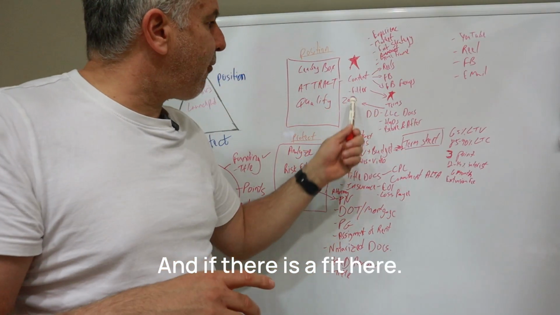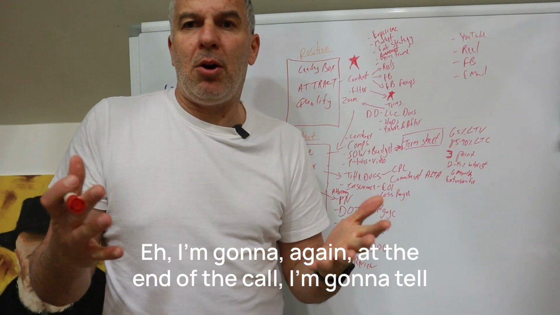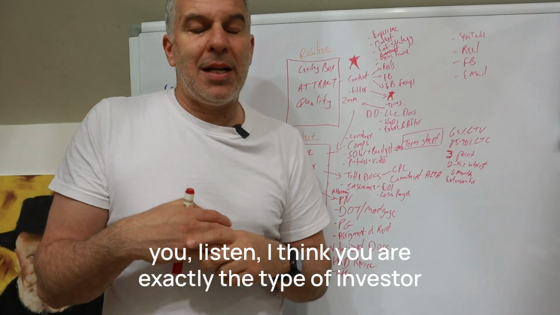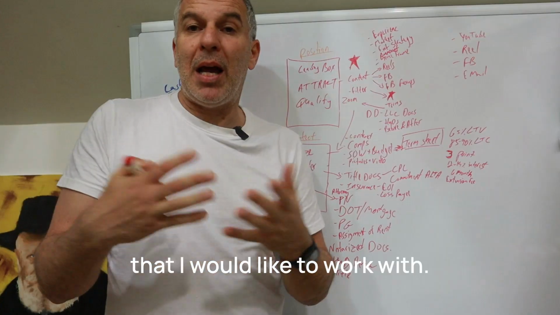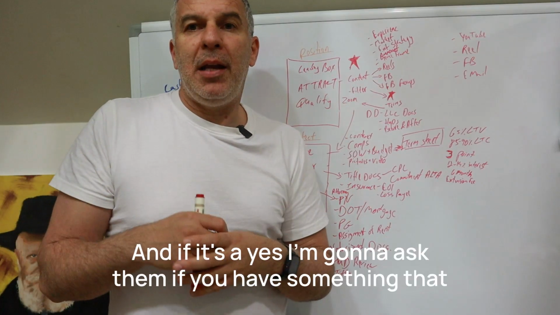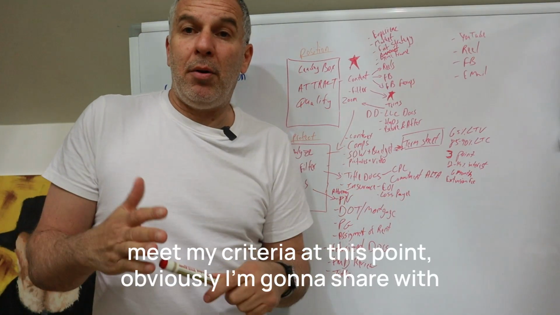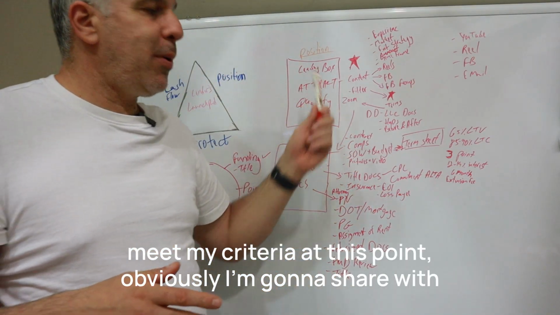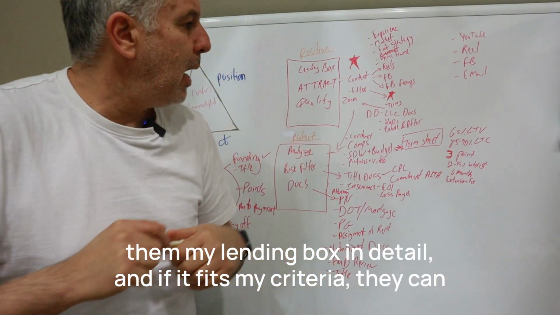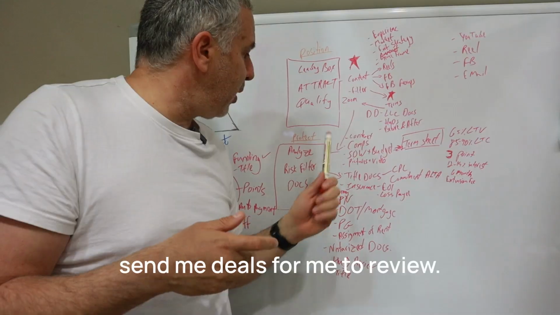And if there is a fit here, at the end of the call, I'm going to tell them, listen, I think you're exactly the type of investor that I would like to work with. Hopefully they will think the same thing about me. And if it's a yes, I'm going to ask them if they have something that meets my criteria. At this point, obviously, I'm going to share with them my lending box in detail. And if it fits my criteria, they can send me deals for me to review.